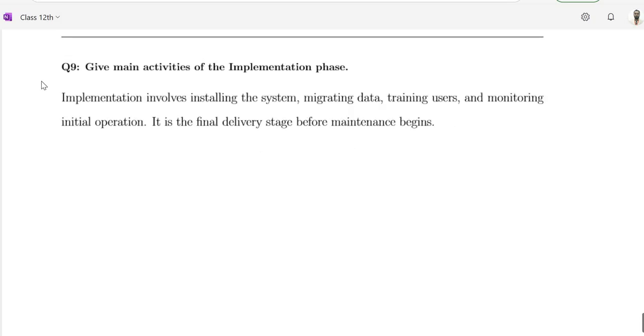Give main activities of the implementation phase. Implementation involves installing the system, migrating the data. Migrating the data means moving data from one place to another, which we call migrating data. Training users and monitoring initial operations. It is the final delivery stage before maintenance.